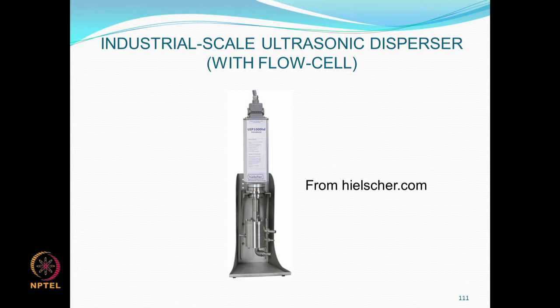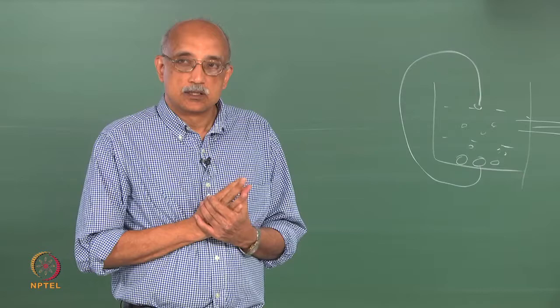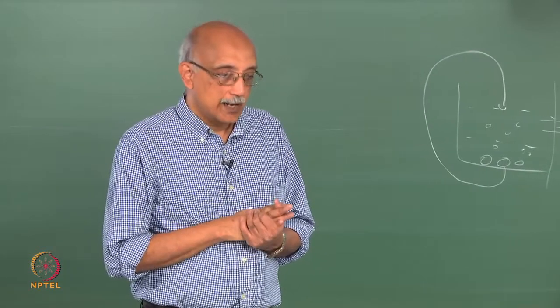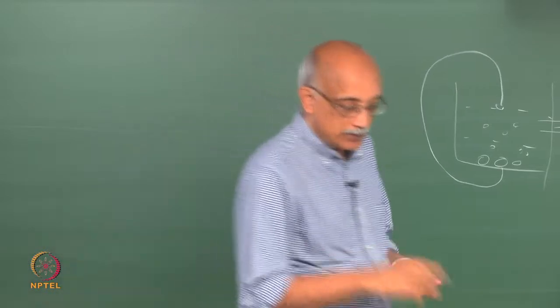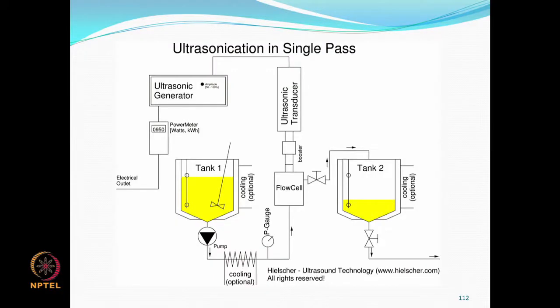There is a company called Hielscher in Germany that makes these systems, and the industrial scale ultrasonic system has what is known as a flow cell. The way that works is you can use it in two modes, a single pass mode and a continuous mode. So, you have an ultrasonic generator and an ultrasonic transducer. The flow cell is where the size reduction happens. The particles to be size reduced are kept in a tank that continuously cycles through the flow cell. Size reduction happens and then they are taken into a second tank where the fine particles are collected. This is what we call a single pass system.